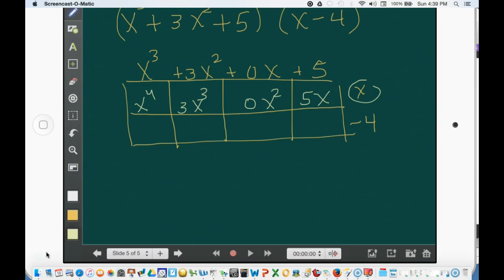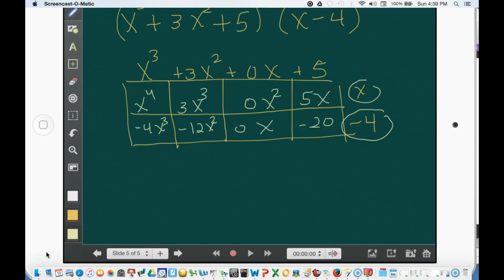Now I'm going to go ahead and multiply each term in the top of the table by negative 4. Negative 4 times x cubed is negative 4x cubed. Negative 4 times 3x squared is negative 12x squared. Negative 4 times 0x is 0x. Negative 4 times 5 is negative 20.